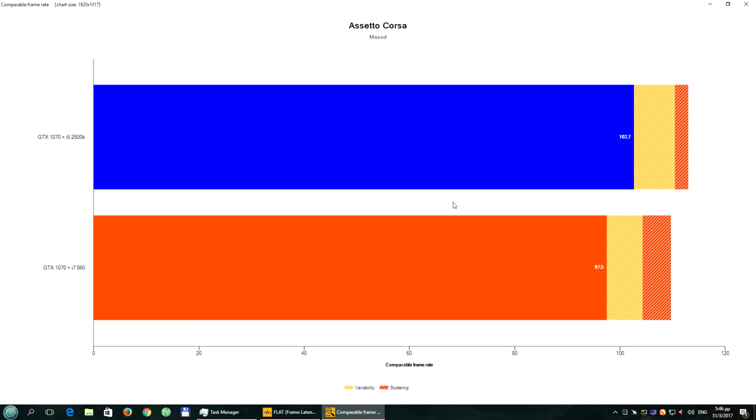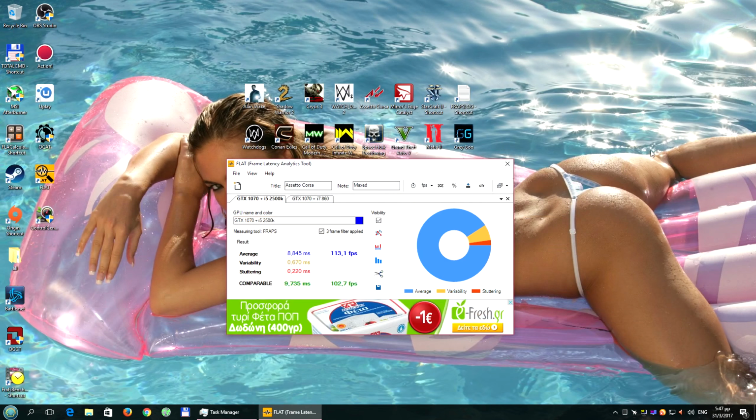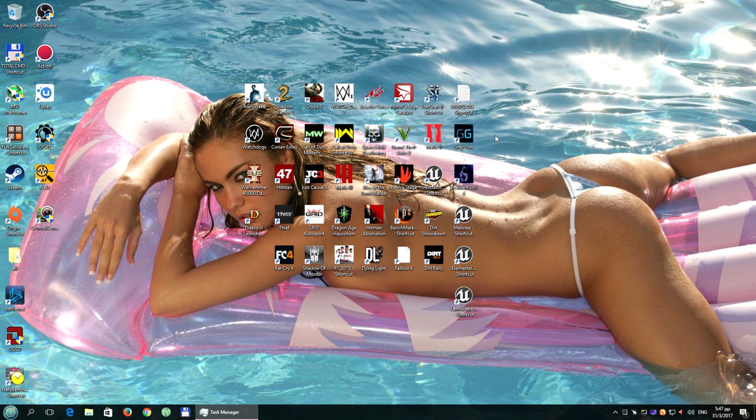And lastly, the comparable frame rate overlaid with the stuttering and the variability, again very close together. Due to the just a tiny bit higher stuttering, of course the comparable of the 860 is a little lower, but nothing too serious. Both systems performed excellently in this run. I'm very happy with the 860 performance.